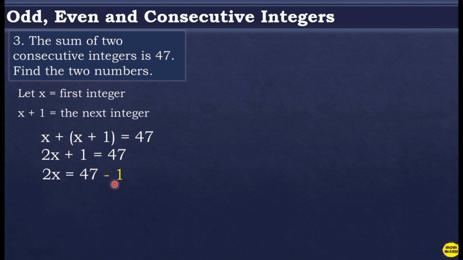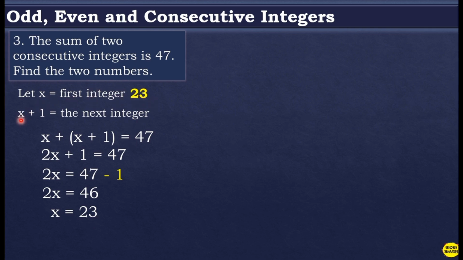Transpose positive 1, it will become negative 1. We have here now 2x is equal to 47 minus 1, which is 46. Then eliminate 2. What we're going to do is divide both sides by 2. So 2x divided by 2 is x, and 46 divided by 2 is 23. We have already here x is equal to 23.